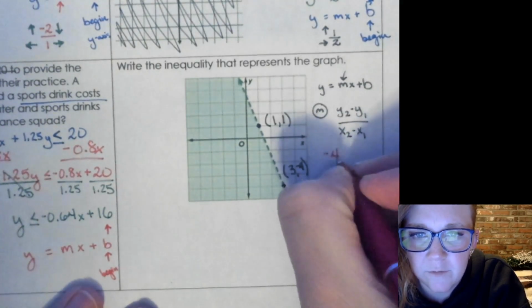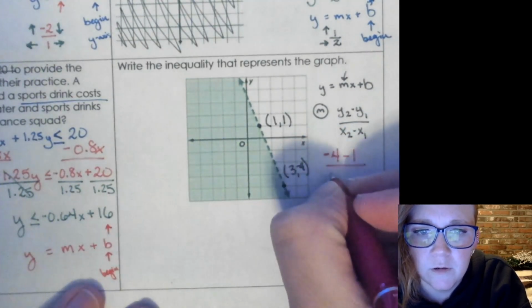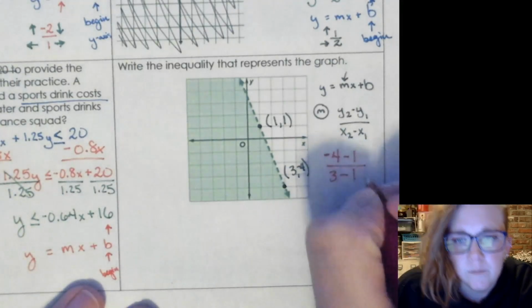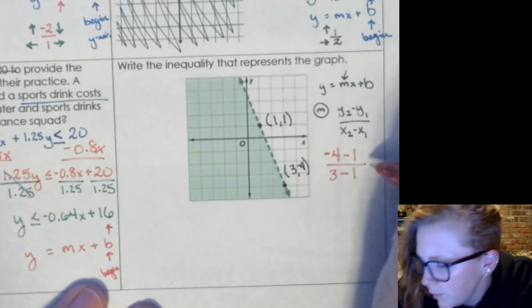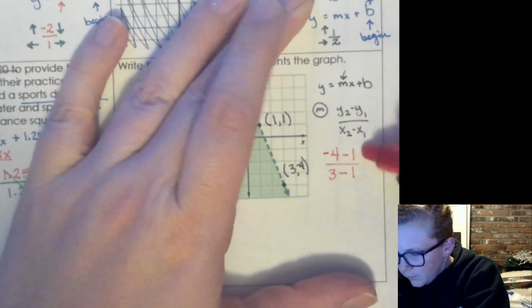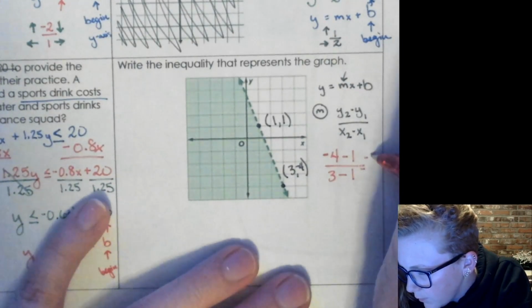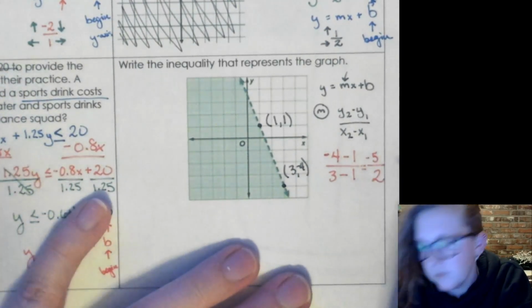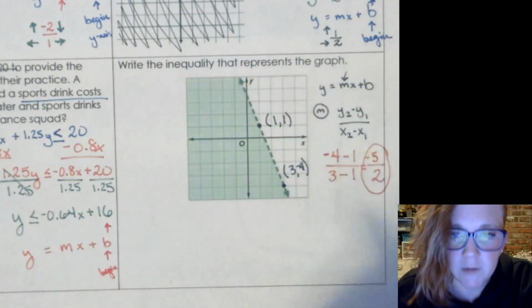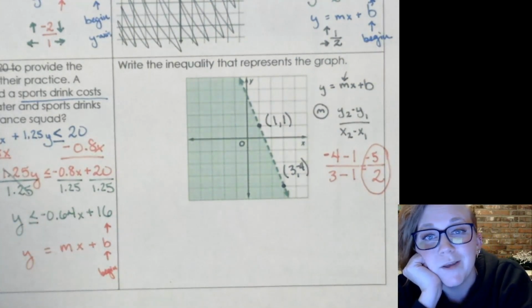So I need -4 minus 1 over 3. So let's see, -4 minus 1 is what, -5, right? Yeah. We have -5 over 2. Yeah. Your slope. Okay, so that's like step one. Now you got to figure out the y-intercept.